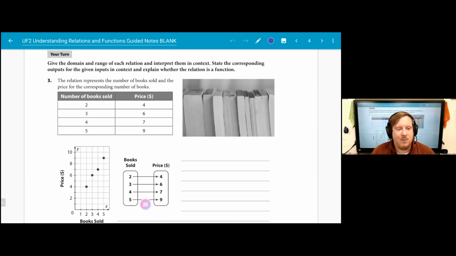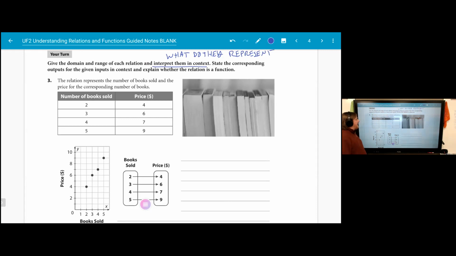Give the domain and range of each relation, and then interpret them in context. That just means, what do they mean? What do they represent? State the corresponding outputs for the given inputs in context. In other words, if I input 2, I output 4. Input 2 books sold, I output $4 in price. And explain whether it's a function or not.